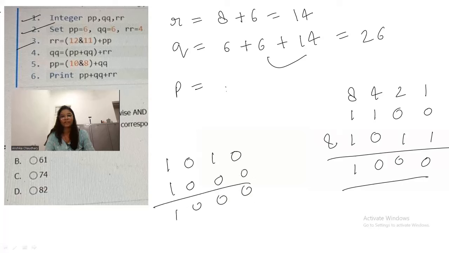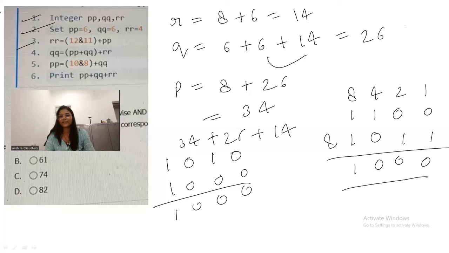So it will become 8 only. 8 plus Q, Q value was 26, so it will become 34. So here we need to print P plus Q plus R. So P value was 34, plus Q value was 26, plus R value was 14.